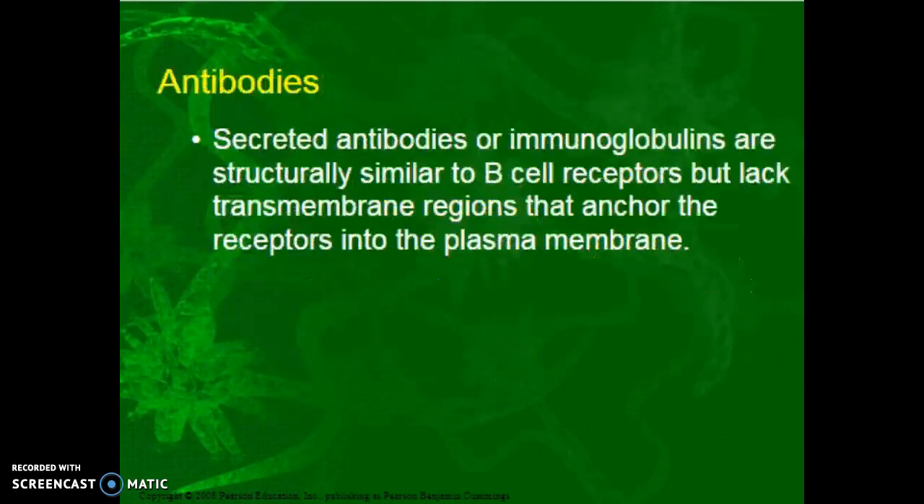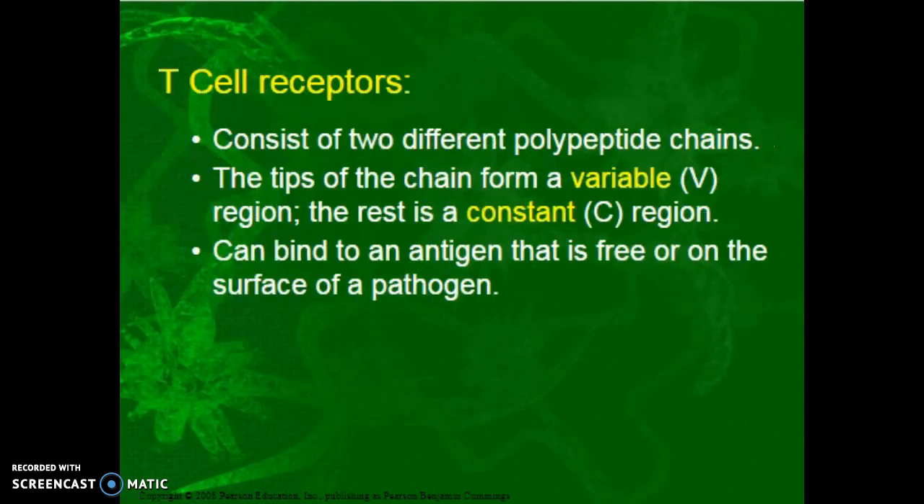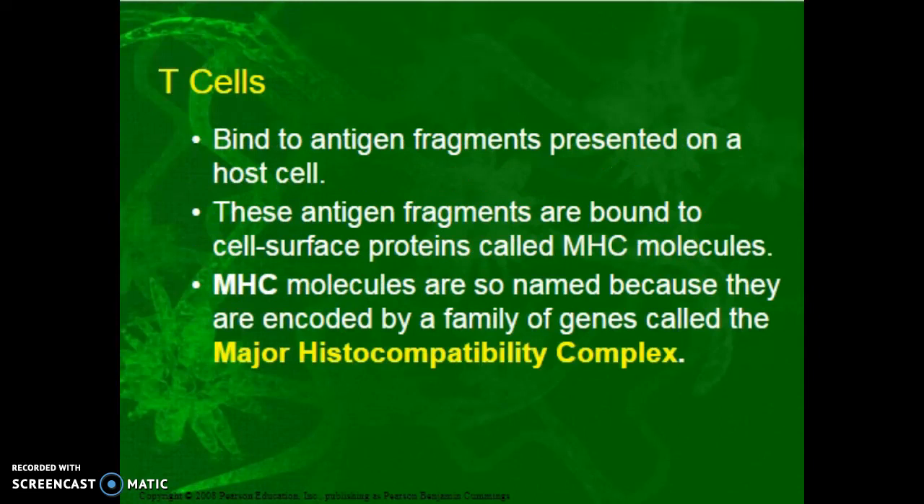So think about the adaptive value of variable regions. Essentially, the adaptive value would be that secreted antibodies are structurally similar to those B cell receptors, but they lack those transmembrane regions that anchor the receptors to the plasma membrane. So they're essentially receptors that don't have a cell behind them, if that makes sense. So T cell receptors have 2 different polypeptide chains. Again, they're going to have tips that are V and C, but they're straight line receptors, so they're going to be a little bit different in terms of which they can bind with, if that makes sense.